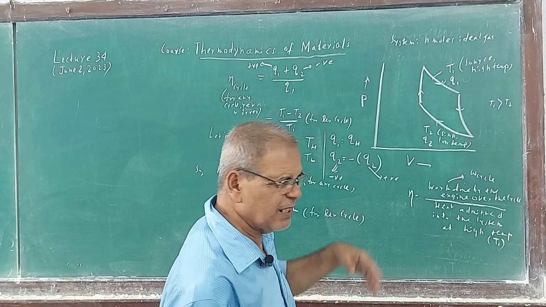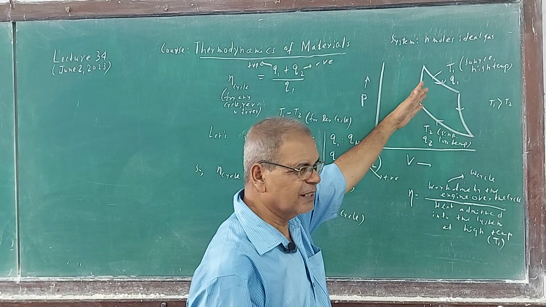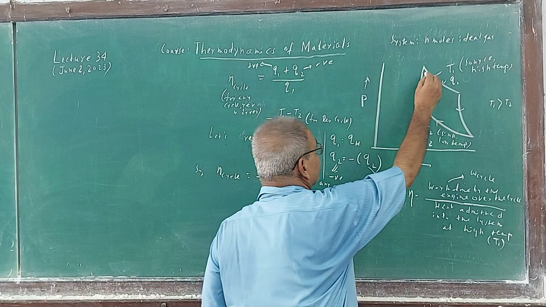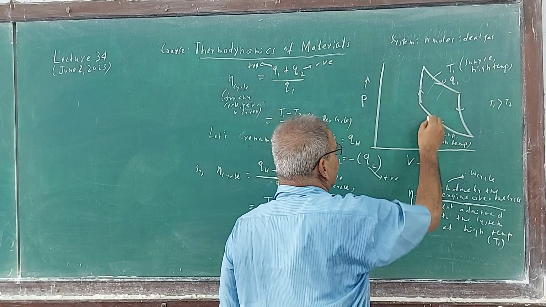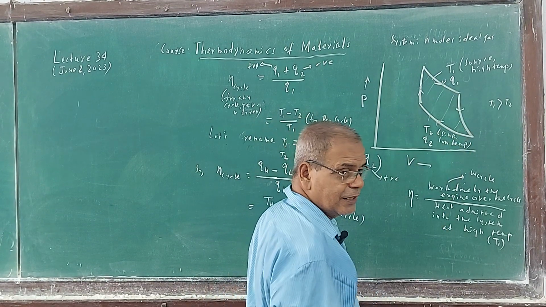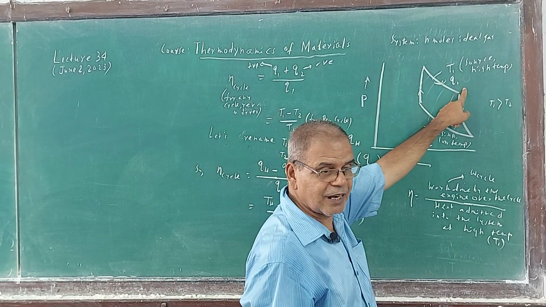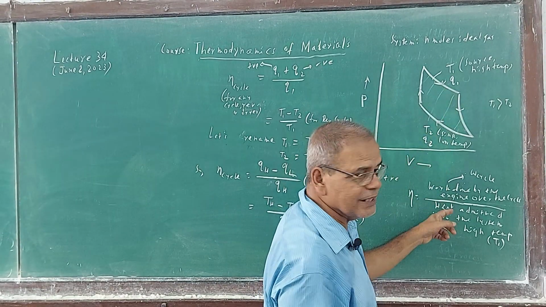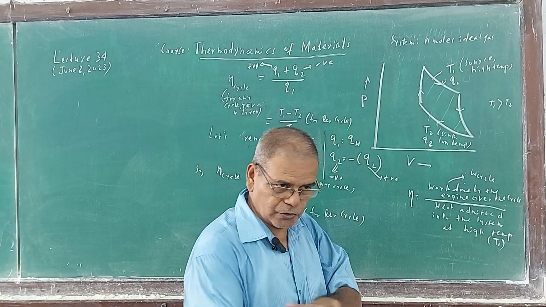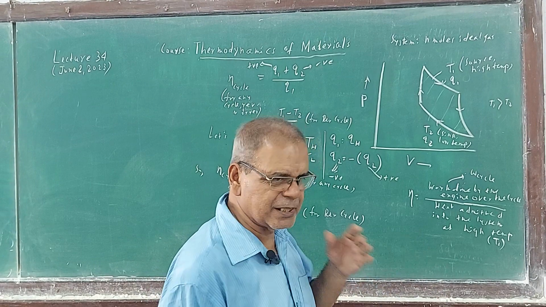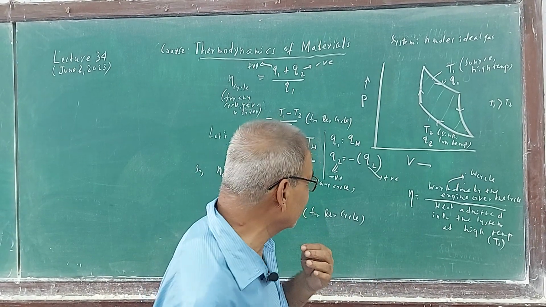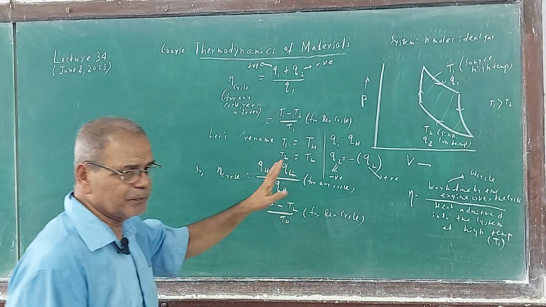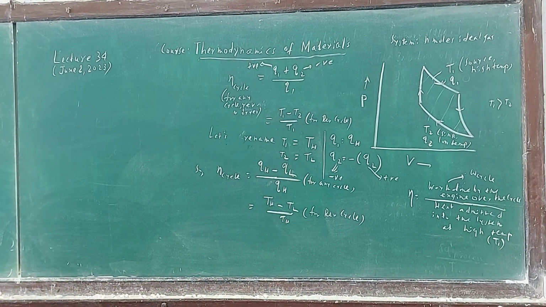Graphically, what is this? The area enclosed by the cycle is the numerator. And what is the denominator? The area under the curve at the high temperature, which will obviously be greater than this. This can be shown, so in a number of ways you understand that efficiency is less than 100%. And when it can be 100%, we will discuss that. So these are the things that we already discussed.